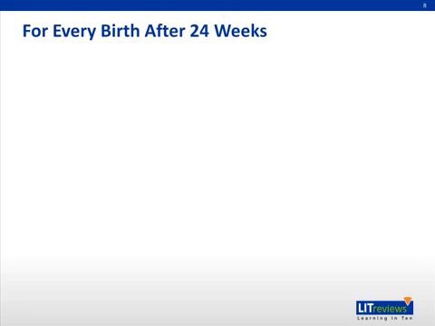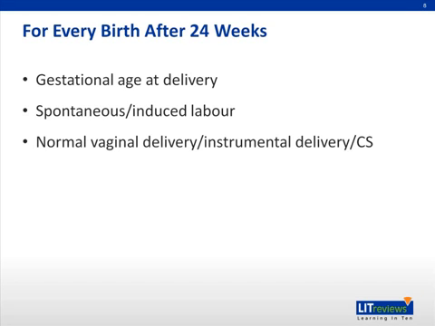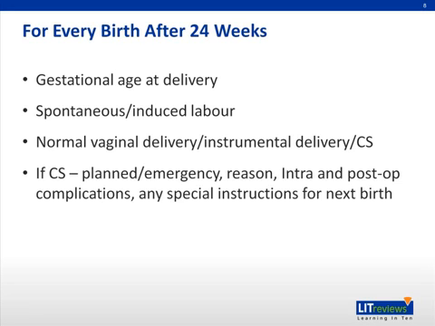So for every birth after 24 weeks, we need to know the gestational age at delivery, and if the person had labored, whether it was a spontaneous or induced labor, and the mode of delivery, whether it was a normal vaginal delivery, instrumental delivery, or cesarean section. If it was a cesarean section, we need to know whether it was planned or an emergency cesarean section, the reason for that, and whether there were any intraoperative or postoperative complications. And specifically, we need to ask if there are any special instructions for the next birth.